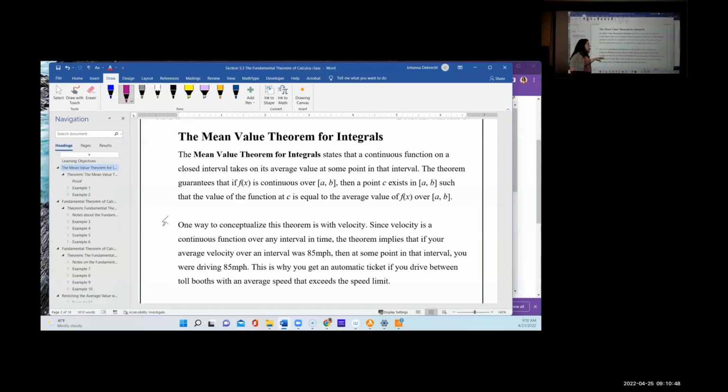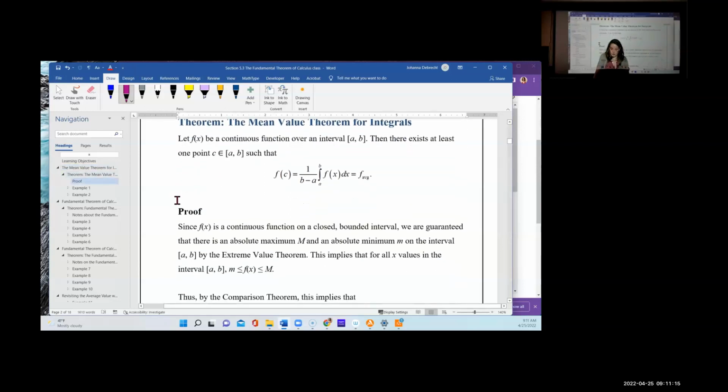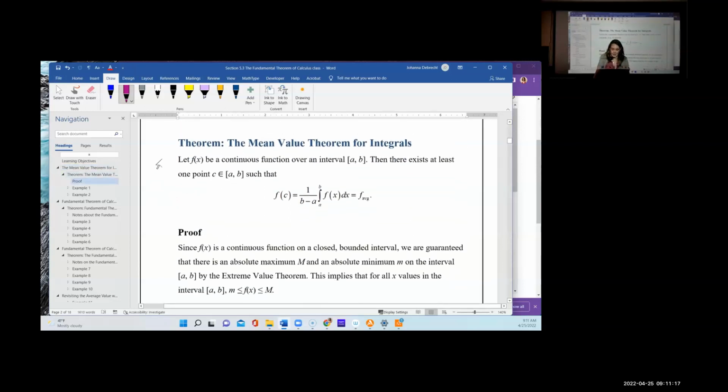That means that if your average value over an interval was 85 miles per hour, then at some point in that interval, you were driving 85 miles per hour. That, of course, is the reason why you get a ticket if you pass between two toll booths in such a way that your average speed is over the speed limit. They can claim that at some point you had to have been driving the average value of your time.